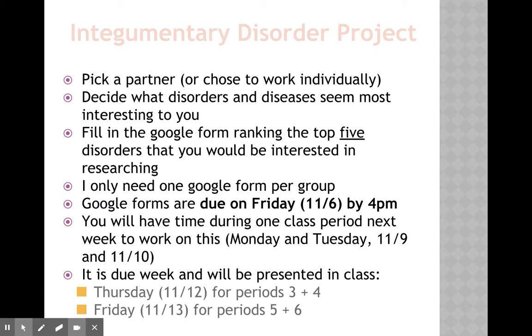So I'm going to post a Google form that is going to contain the names of those diseases or disorders, and you're going to rank your top 5. Okay, so you're going to tell me in order which 5 are you most interested in. You're also going to tell me on this Google form whether you're working alone or with a partner. If you're working alone, you're just going to write your name. If you're working with a partner, you're going to write your name and your partner's name. I only need 1 Google form per group. Okay, so you and your partner both don't need to fill this out.